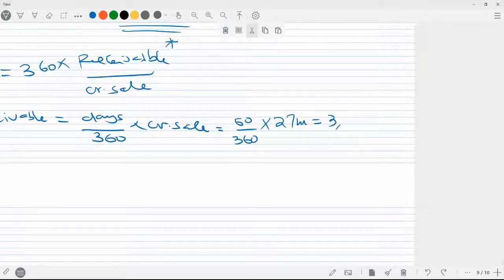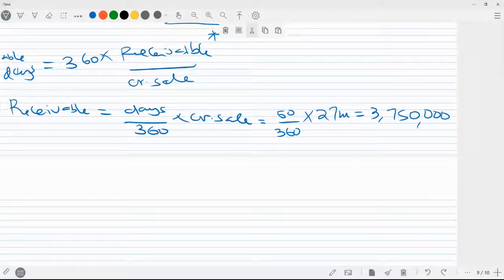3,750,000. 3 million. 750,000. 750,000. That way. Yes, the way it is. Okay, first, therefore, the amount that the company needs to invest was the receivable.